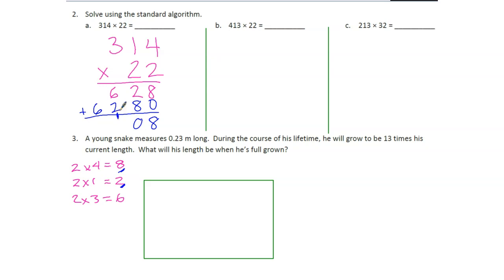I'm going to regroup my 1. And I have 6 hundreds plus 2 hundreds plus 100 is 9 hundreds and 6,000. All right, so we have 6,908 for our final answer.